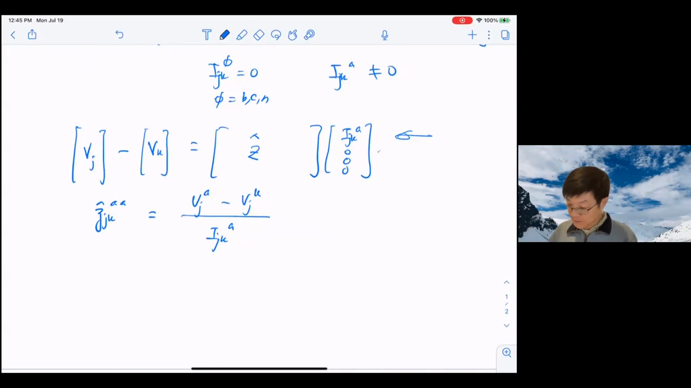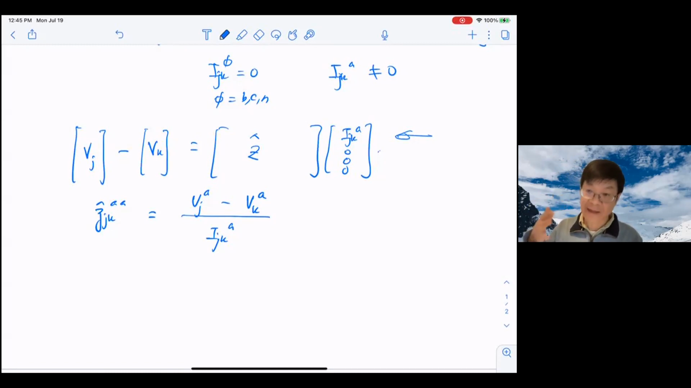So it's a self-impedance in this sense. Everything involved, oops, sorry, this is V_k^A, right? Involving only the phase A. So that's the interpretation of the diagonal entry Z_jk^AA.